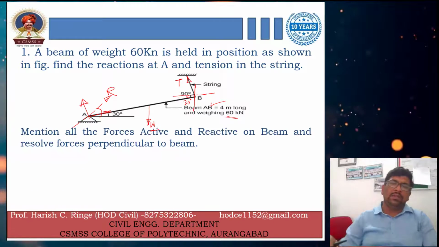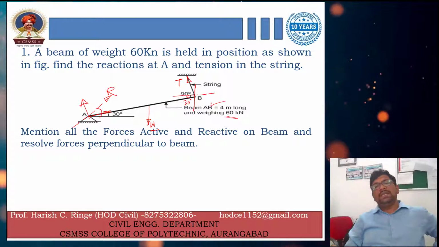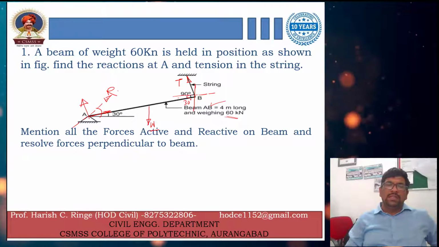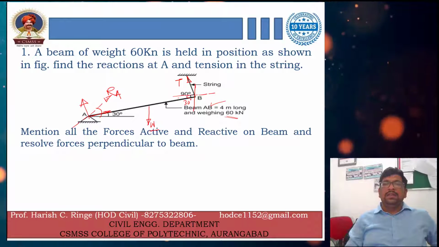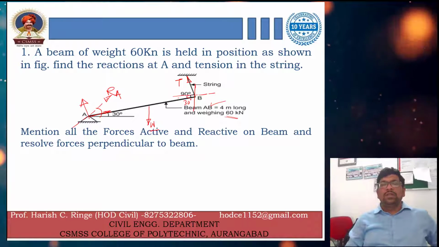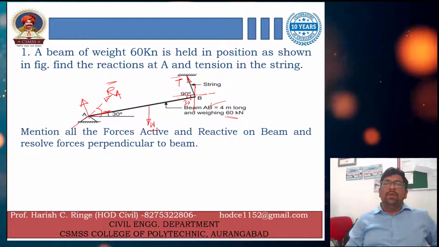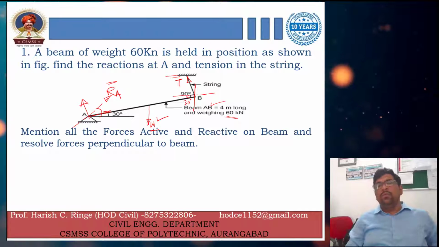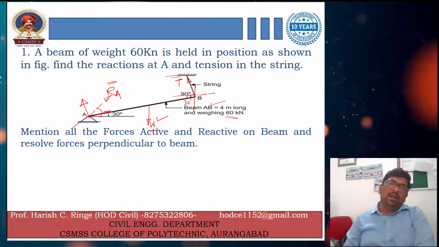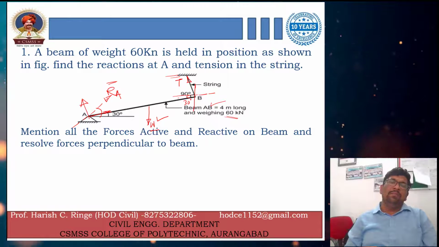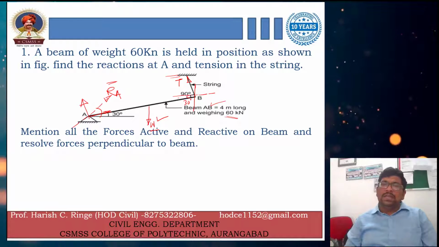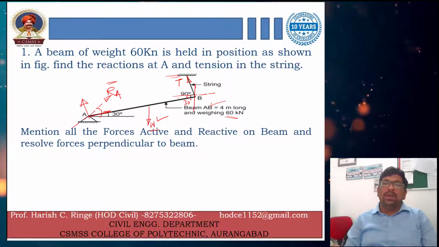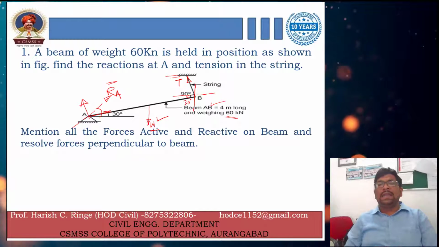So let's see what the things are. Mention all the forces that are reactive and active. Obviously we have mentioned all the reactive forces, that is RA and T. RA will be reactive, and T, tension, will be a reactive force, and the active force is nothing but W. No other loads are provided or acting on this beam, so only W will be acting as the active force.